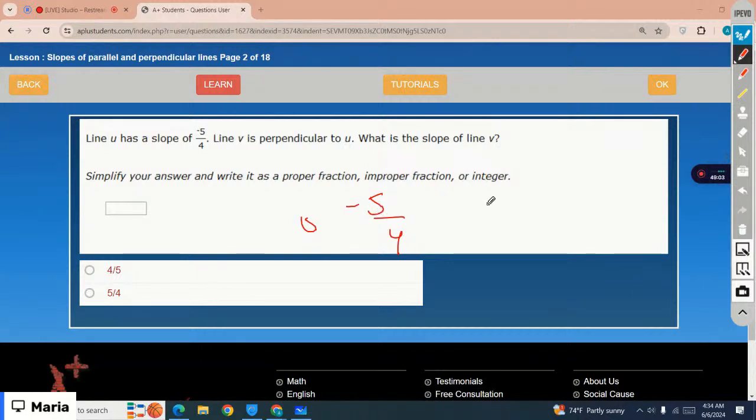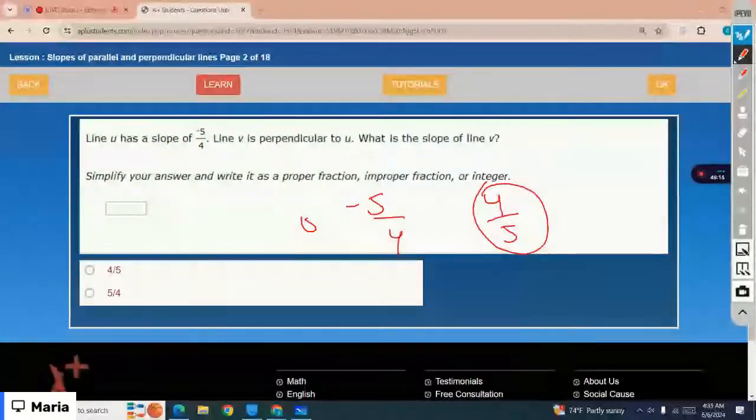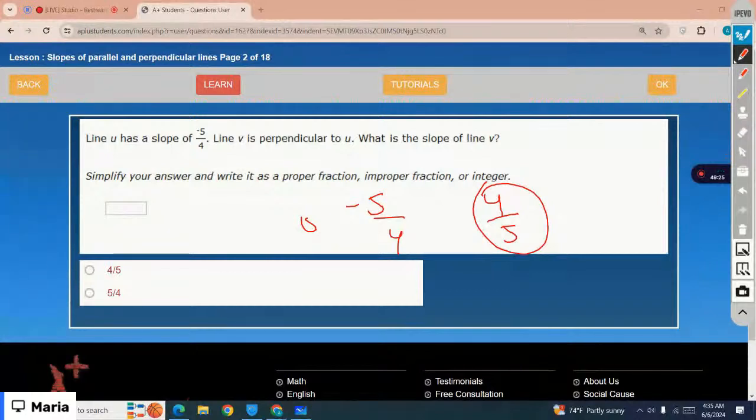Opposite reciprocal means the reciprocal is 4 by 5, and that must be with the opposite sign. So the slope is 4 over 5. The perpendicular line has the slope 4 over 5. The correct option is 4 over 5. Got it? Option number 1 is the correct option.